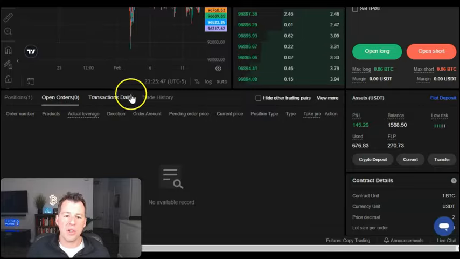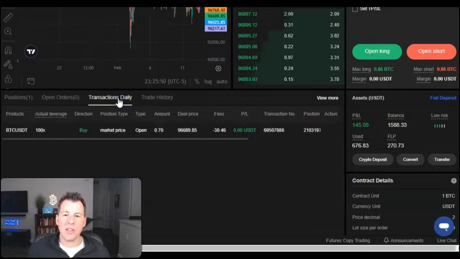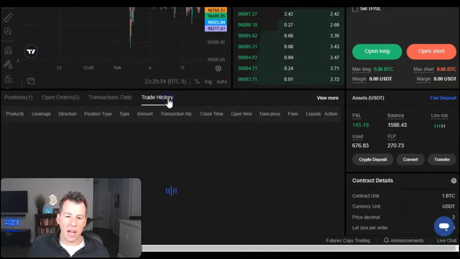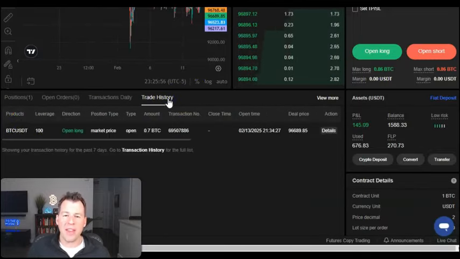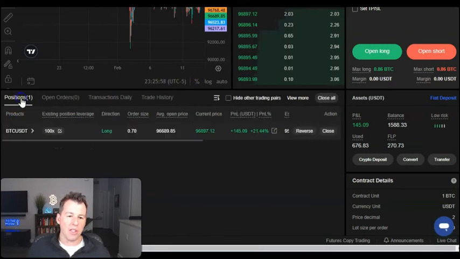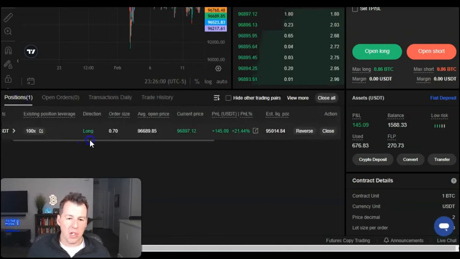I don't have any of those, as you can see. Transactions daily, all the transactions in the last 24 hours that I've made, such as this BTC long. And trade history, all the trades throughout the history of this futures account. Let's go back to active position, see what kind of information we can glean here.